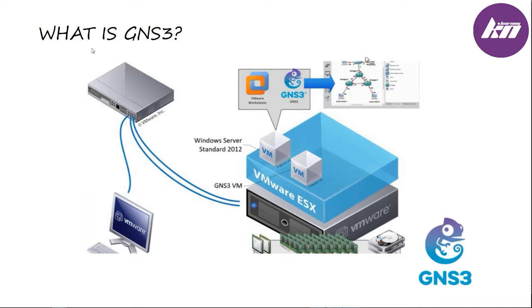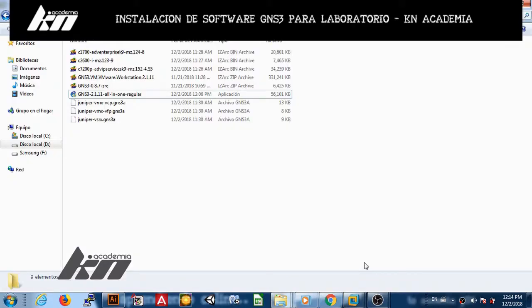So what is GNS3? It's made by a huge group of different developers. They got together and made the tool. It could run on VMware, on a virtual machine or an ESX server. It could work on any PC as well. So this is the virtualization of an emulator. Now, GNS3 can emulate any router. In this case, we're going to use a 1700 router as an example to configure GNS3.